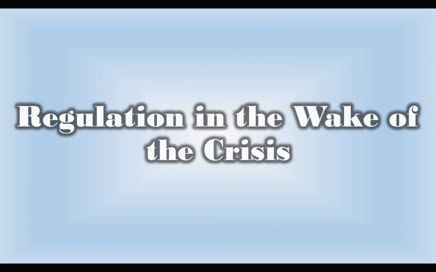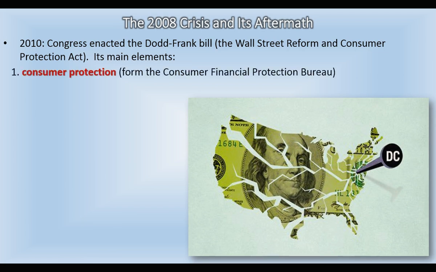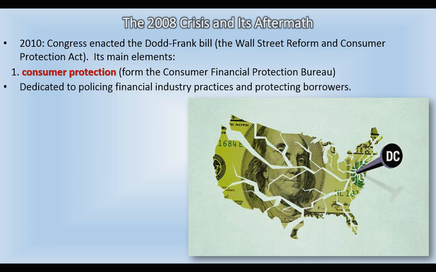All right, and finally, regulation in the wake of the crises. In 2010, Congress enacted the Dodd-Frank Bill, the Wall Street Reform and Consumer Protection Act. Its main elements are, one, to create what's called the Consumer Financial Protection Bureau, so consumer protection. It's dedicated to policing financial industry practices and protecting borrowers. So that's part of all those regulations that were mentioned in that Economist article. Obviously, when you create a lot of red tape, you're going to create maybe too much red tape. And it is on the verge of that, if not already in that territory. But still, the intention, obviously, is right.